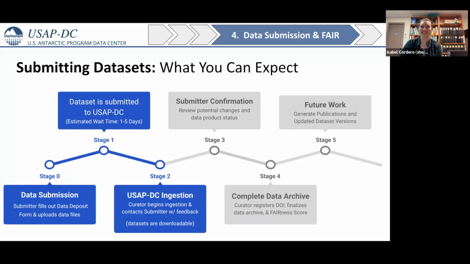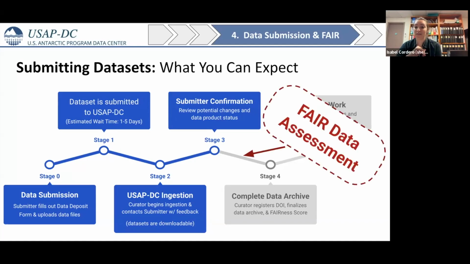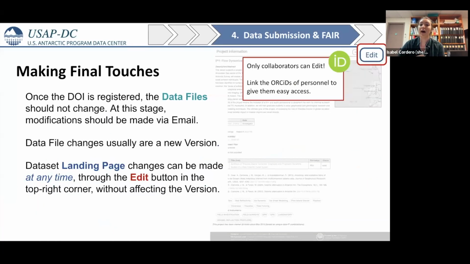Make sure your dataset is exactly the way you want it. This is around the point where we can start making modifications. You can email us with further edits to the landing page or edit the landing page yourself. This is also around the time where we do our FAIR data assessment, so just keep that in mind. You'd be able to pop over, look at your FAIR data assessment, and this would be one of the final opportunities before you get your DOI.